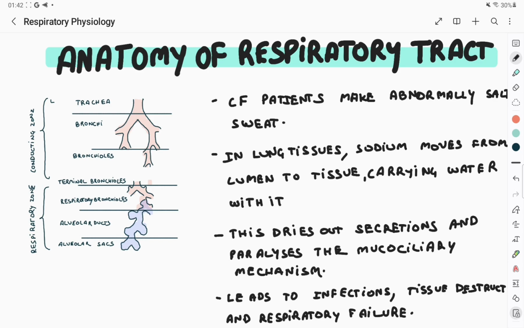Sodium moves from airway lumen into tissue, pulling water with it and causing drying out of secretions, thus paralyzing the mucociliary mechanism. This leads to chronic pulmonary infections, progressive tissue destruction, and eventually respiratory failure. This is all about respiratory tract anatomy.